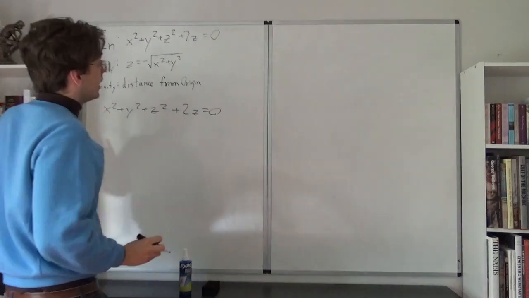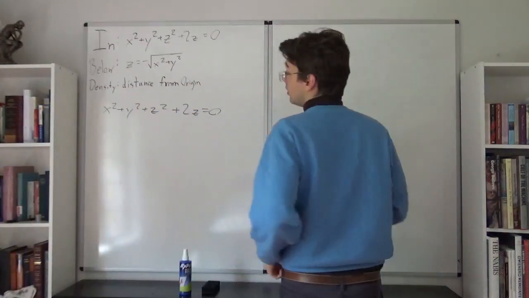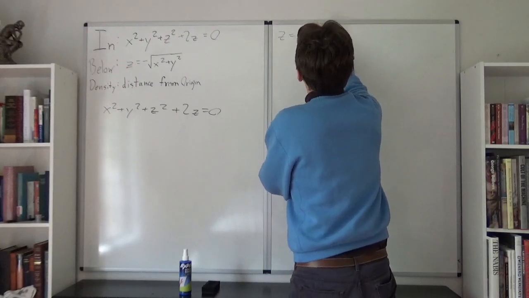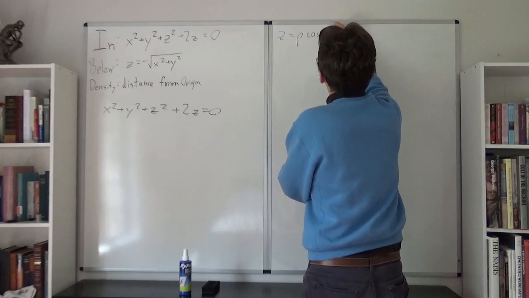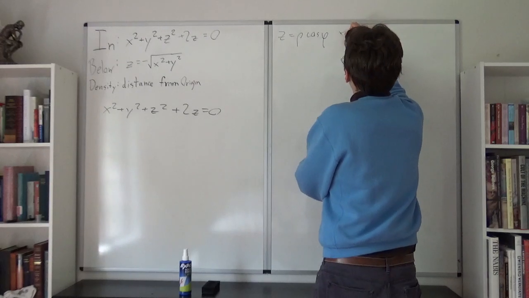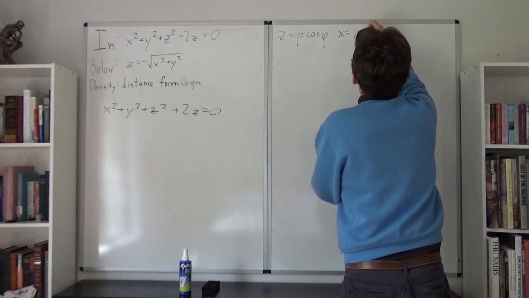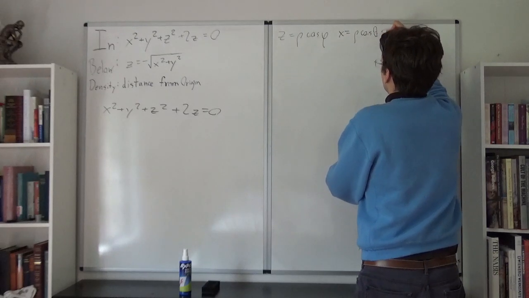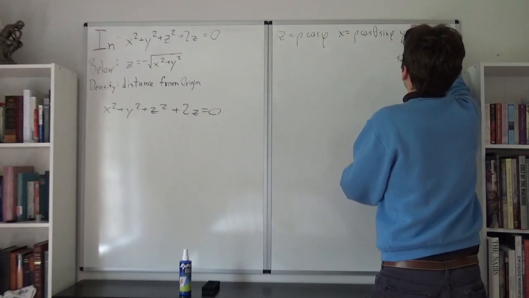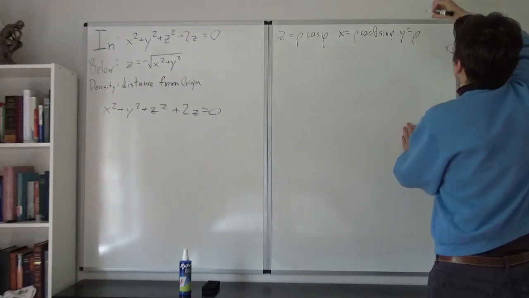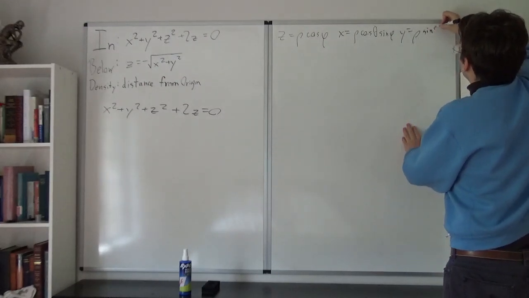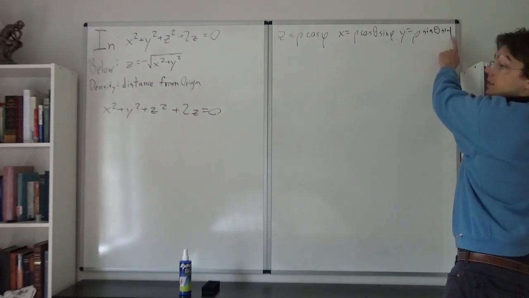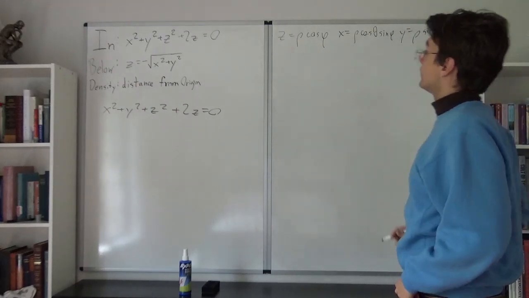Let me just write out over here some of the conversions. So z is equal to rho cosine of phi, x is equal to rho cosine theta sine phi, and then y is equal to rho sine theta sine phi. Sorry that's so small over there, that's a sine phi right there, okay?